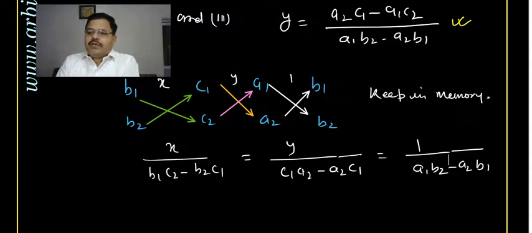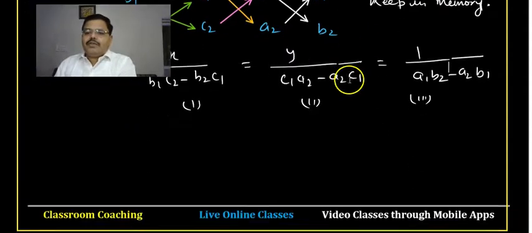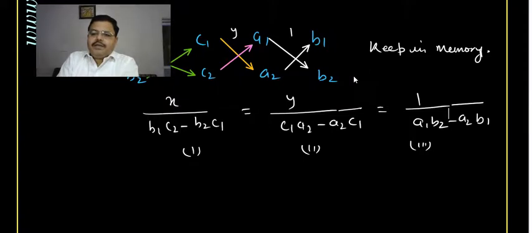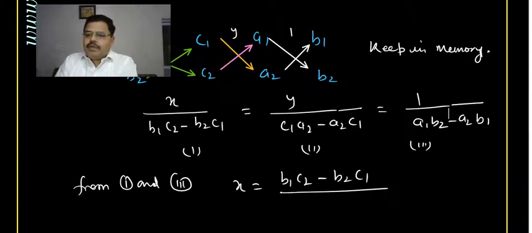So you can use any one of them, either this way or that way, and you will be able to find it. Now this will be 1, 2, and 3. Again, you can go ahead with the same process, and using the fact that from first and second, first and third, X is equal to B1 C2 minus B2 C1 whole divided by A1 B2 minus A2 B1.